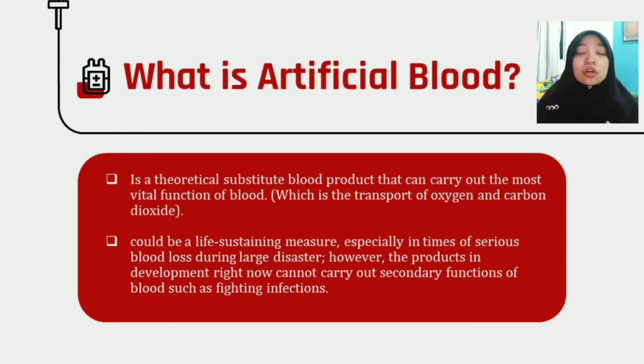Artificial blood is a theoretical substitute blood product that can carry out the most vital function of blood, which is the transport of oxygen and carbon dioxide. It also could be a life-sustaining measure, especially in times of serious blood loss during a large disaster. However, the products in development right now cannot carry out the secondary functions of blood, like fighting infections.